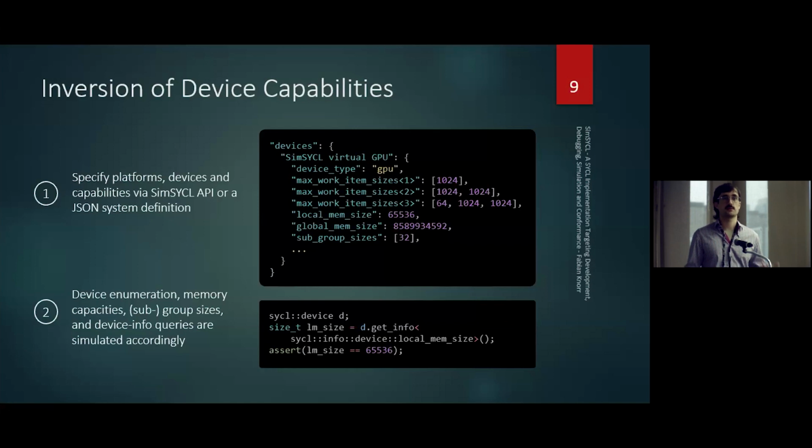So if you write a program that is supposed to adapt to different GPU vendors or to different numbers of GPUs on your system, you simply test it by giving it different system specifications. You can do this either programmatically through a SimSYCL API or by giving it a JSON file that basically just enumerates all the SYCL info device members and properties.